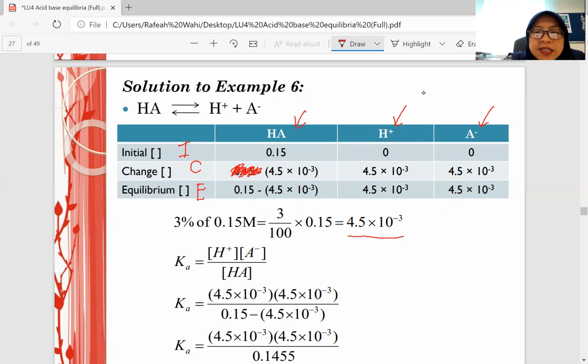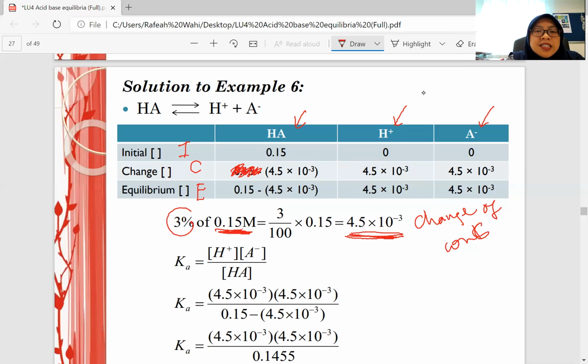So you have 3 over 100 times 0.15 molar. You get 4.5 times 10 to the power negative 3. So this is how you calculate the change of concentration. This is how much is taken out from the initial acid. So 3% is taken out or ionized from the initial acid. How much is ionized? It is 4.5 times 10 to the power negative 3. So we put it in the row for change in concentration.